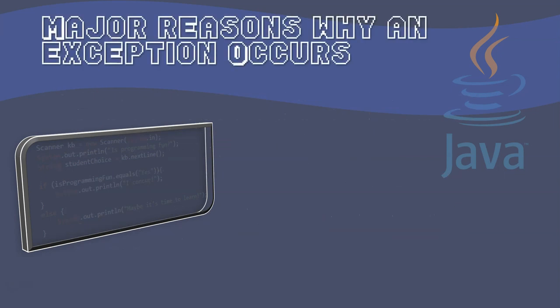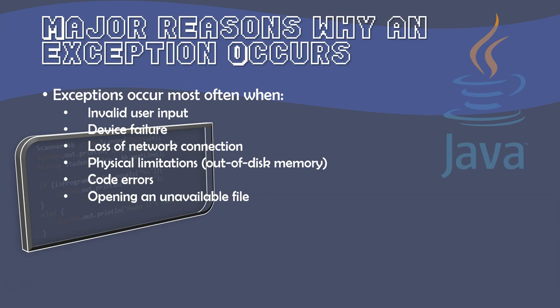Now, the major reasons why an exception occurs are typically things that we may or may not have seen. So, for example, invalid user input. That is something that we have seen quite often. Device failure. This may not be something that we have looked at right now, but it is something that you may have to have your program be able to handle. Like if your device fails, how does it handle abrupt termination, for example?